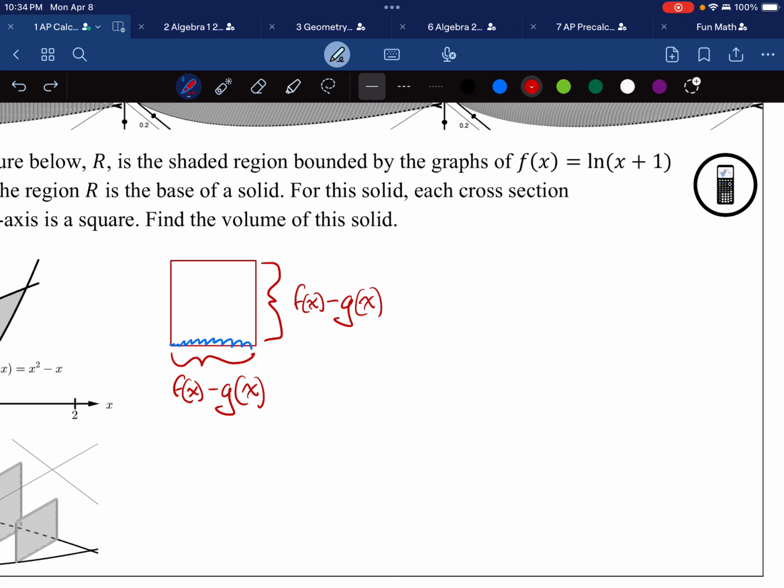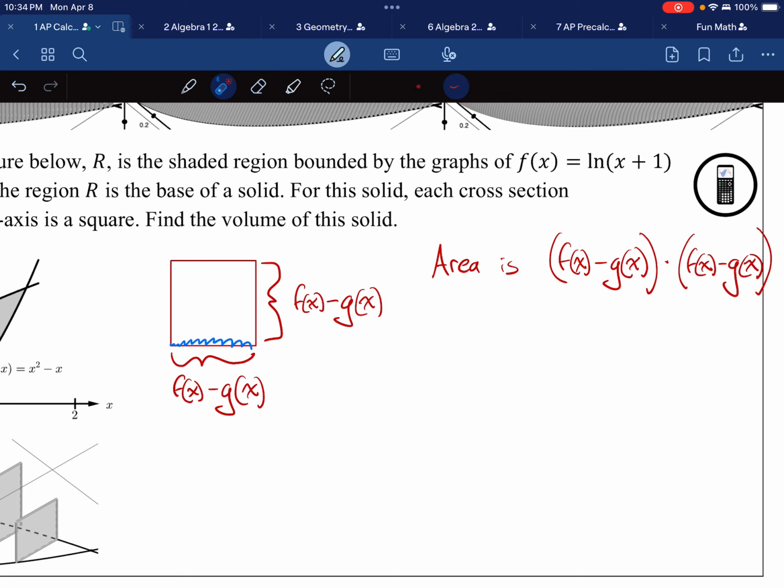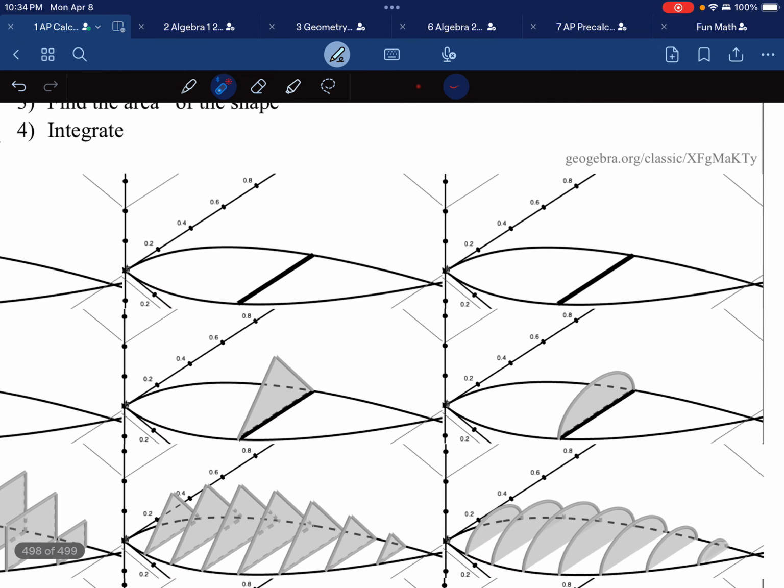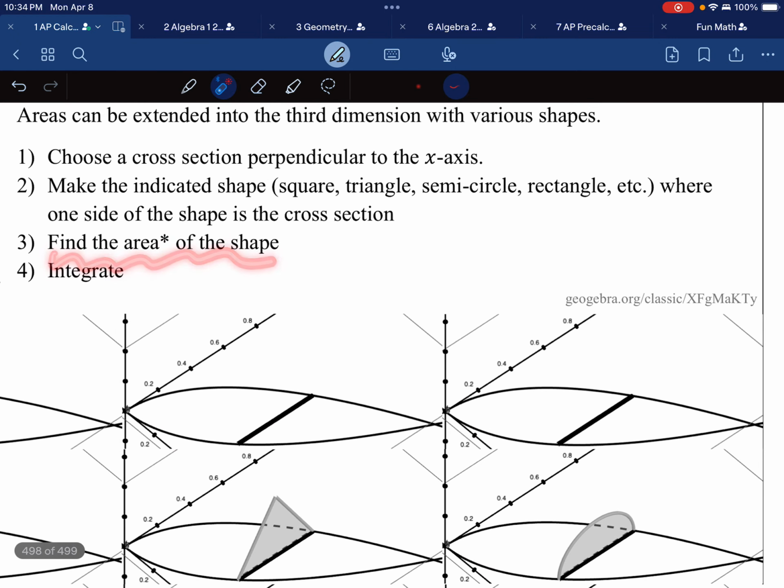So I'm going to say the area is f of x minus g of x times the other f of x minus g of x. That is exactly the area. It's a little bit tedious to write this out twice. Since I'm multiplying this, there's really two of them, so I can simplify this to say it's just f of x minus g of x, that entire quantity squared. This is the area.